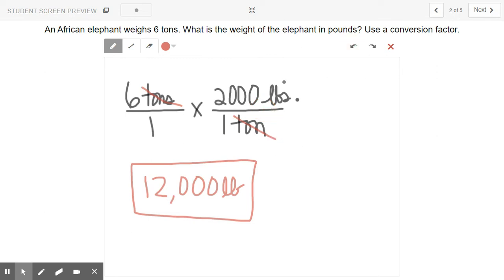The relationship is 1 ton equals 2,000 pounds, so I put that like this. Cancel out my tons and multiply across. So 6 tons equals 12,000 pounds.